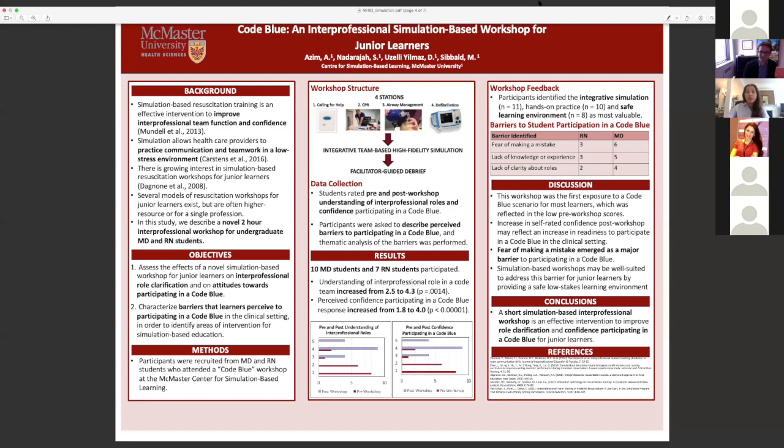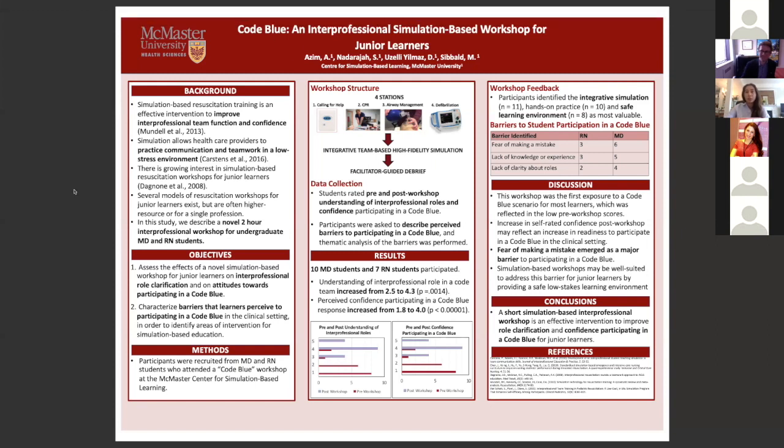In terms of barriers to student participation in a code blue, lack of clarity about roles and lack of knowledge and experience did emerge as barriers, with a pretty even split between nursing and medical students. But the most prominent barrier that emerged was fear or anxiety around making a mistake in a code blue in the clinical setting. This was identified as a reason why students would be reluctant or had low confidence about participating in a code blue.